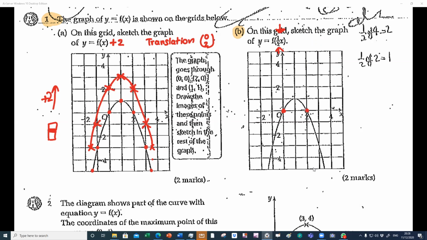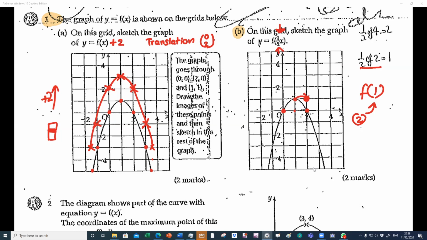Now, when you put 2 into your function, what's half of 2? 1. So you're actually working out f of 1 when you put 2 inside. When you put 2 in the function, you work out f of 1. So the 1 is here. That point shifts to there now.